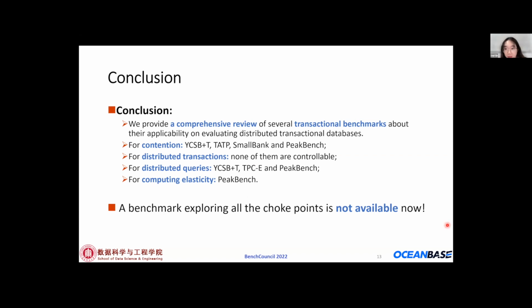To sum up, on one hand, existing benchmarks can be altered for evaluating some aspects of the choke points. On the other hand, considering the evolution and maturity of distributed transactional databases in the future, a new benchmark exploring all the choke points together is imperative for promoting both development and fair benchmarking.